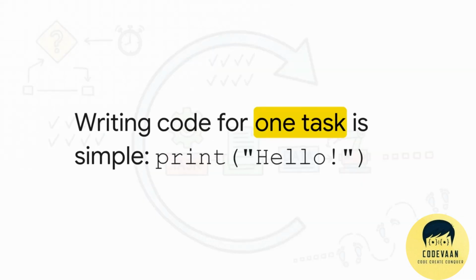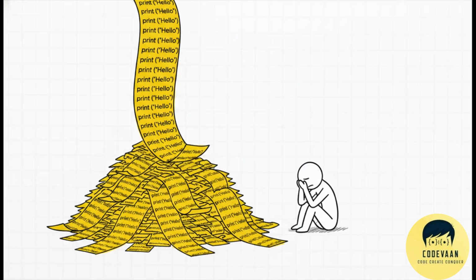Now, look, telling a computer to do something just one time, that's super easy. A single line of code like this one here. Print hello. It does exactly what you'd expect. It's simple, it's clean, it's direct. But what happens when doing something just once isn't enough? Yeah, what if you needed to say hello 100 times?